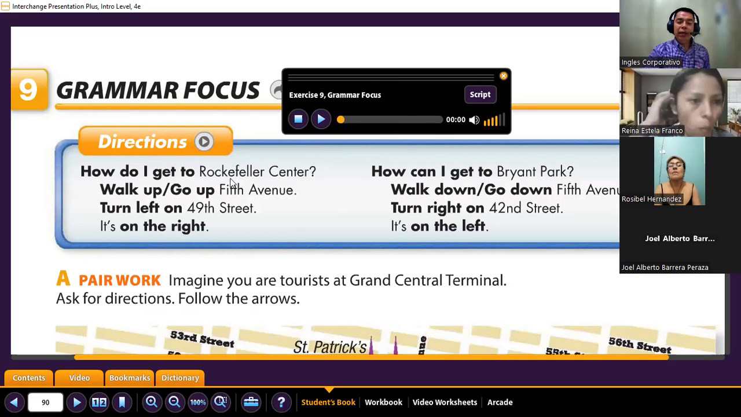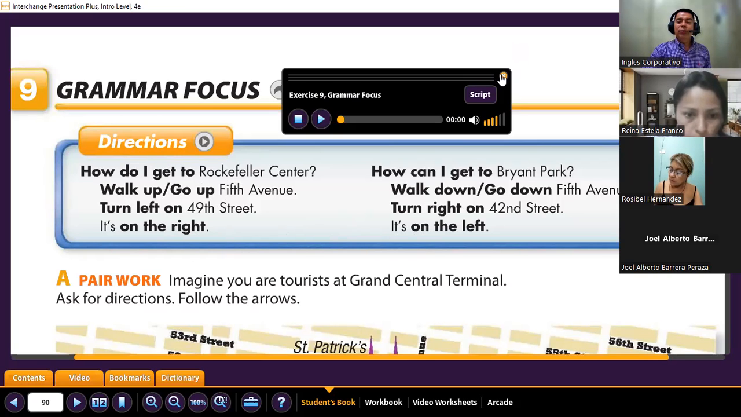Ya vimos la locación o la ubicación. Pero esta es la dirección, cómo llegar ahí, que es lo más difícil, ¿verdad? El famoso Waze. Okay, and look, walk, imperative. Go up, imperative. Turn left, imperative. Walk down, go down, turn right, etc., right?